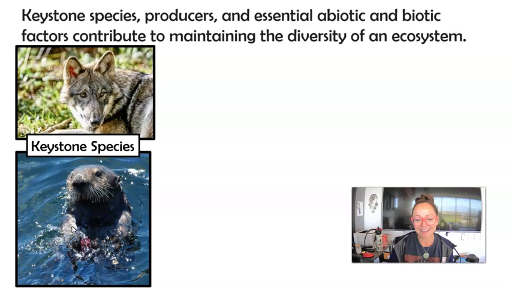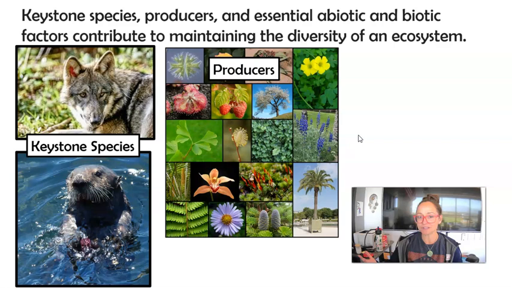Anyway, as we move into the producer aspect of this, the variety and the amount of primary producers in an ecosystem can help to maintain the diversity of the ecosystem. Since producers are the bottom of the food chain, the food web, they're essential to maintaining lots of trophic levels. If you have a reduction in the producers in an ecosystem, that's going to affect the herbivores, followed by the carnivores, and it's going to disrupt the whole balance. So producers are essential to maintaining ecosystem diversity.